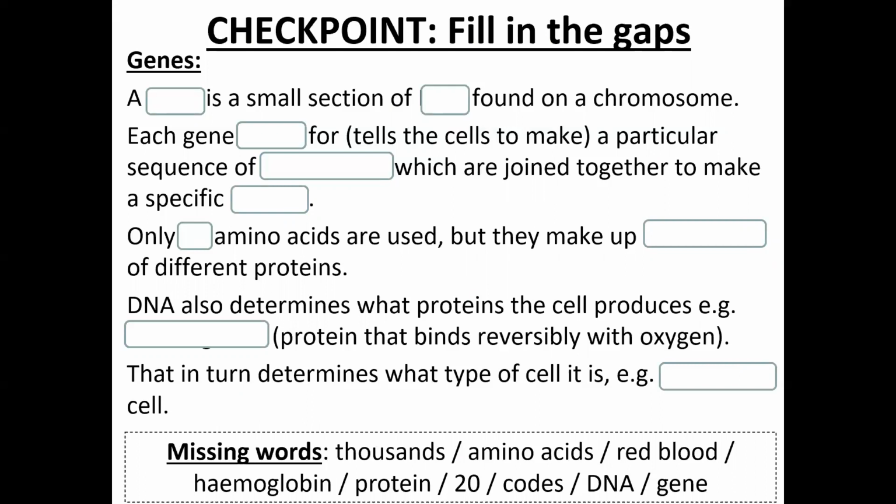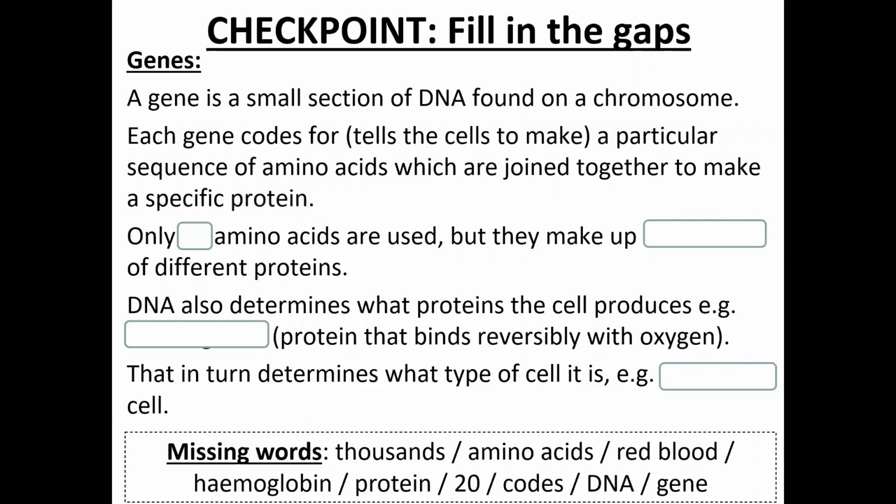Right, okay, so first one, a gene is a small section of DNA found on a chromosome. Each gene codes for, or tells the cell what to make, a particular sequence of amino acids, and these are joined together to make a specific protein. We've only got 20 amino acids, but they make up thousands of different proteins. I should mention here that not all proteins will contain all 20. It depends on the protein.